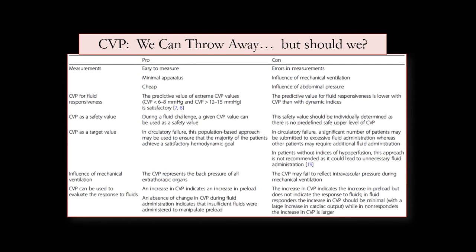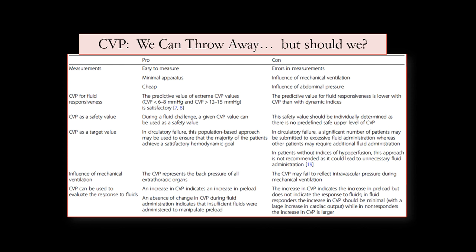They have discussed very beautifully the pros and cons. Measuring the CVP is easy, minimal apparatus is needed and it is cheap. But the con is there could be errors in measurement, it is influenced by changes with mechanical ventilation, and it can be influenced by abdominal pressure as well. For fluid responsiveness, the predictive value of extreme CVP values, if it is less than 6 to 8 millimeters of mercury, or higher than 12 to 15, is satisfactory.